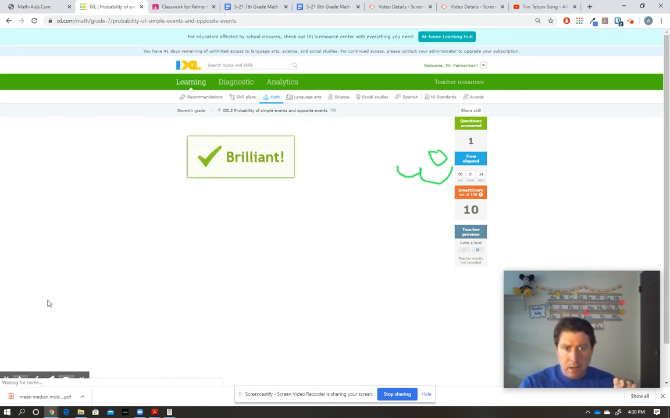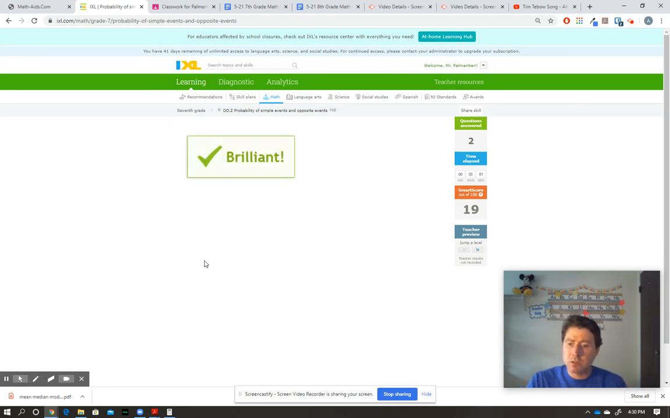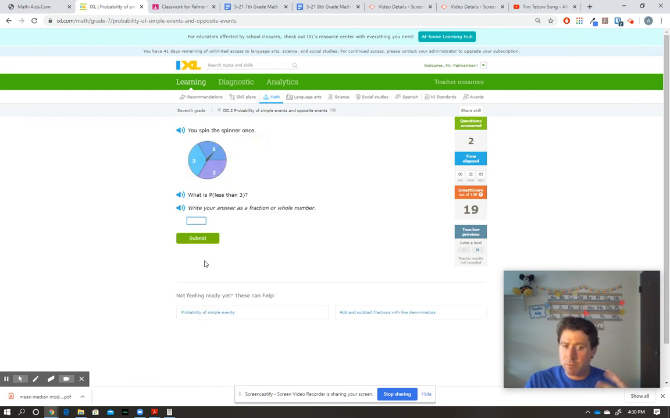All right, you're going to get other questions too, where they're going to ask you things like this one says, you roll a 6-sided dice, and it says, what is the probability that a number is greater than 3? Well, there's only 3 numbers greater than 3 on a 6-sided dice, 4, 5, 6. So again, you're going to look down here. If that's 3 out of 6, 3 out of 6 is half, which is known as 50%. So I like this IXL because they're testing your basic knowledge of percentages and fractions, which is good. It's good to have that practice.